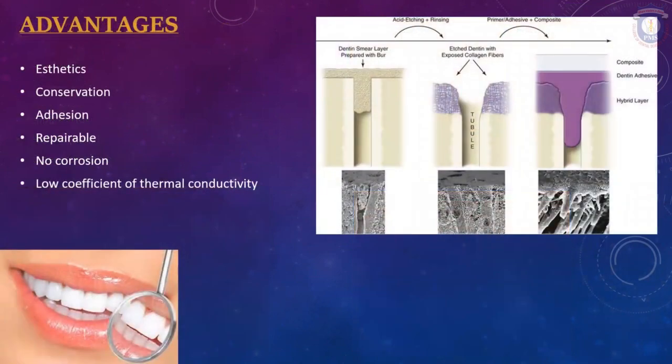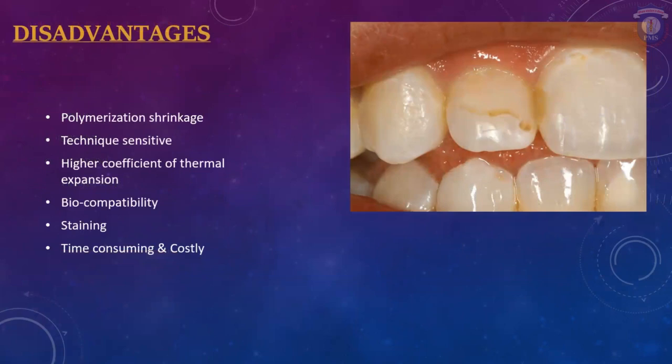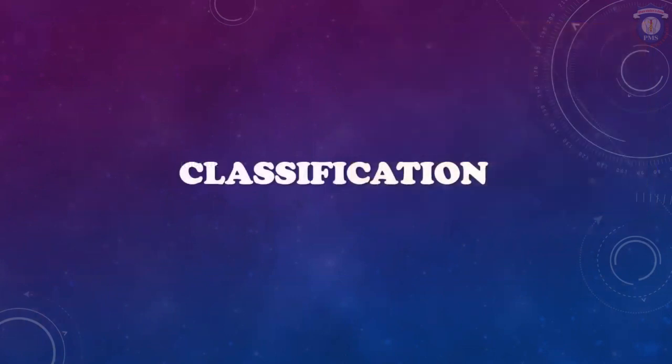Main advantages of composite include aesthetics, conservation, and adhesion. The composites are repairable. It does not undergo tarnish or corrosion. It has low coefficient of thermal conductivity. The main disadvantages involve polymerization shrinkage. It is technique sensitive. Composites have higher coefficient of thermal expansion. They are biocompatible. Staining is a problem, and sometimes it is time consuming and costly.